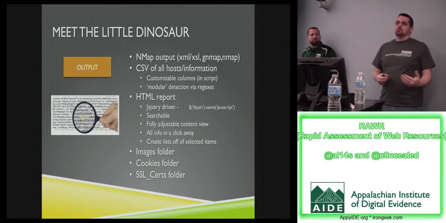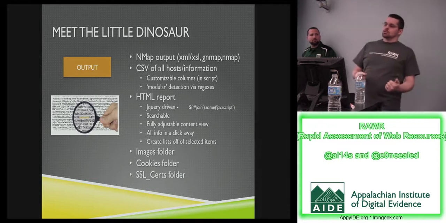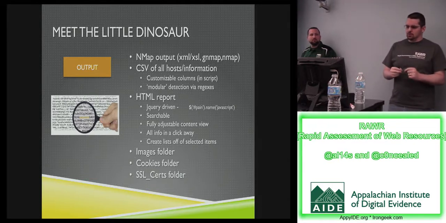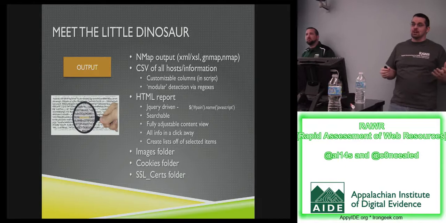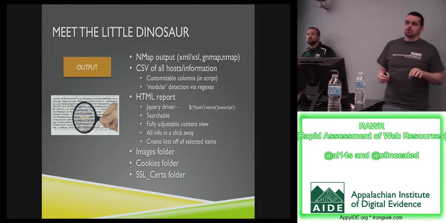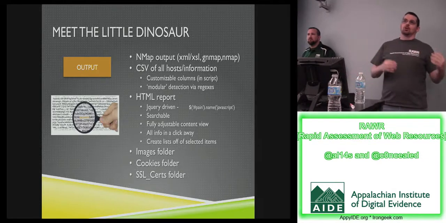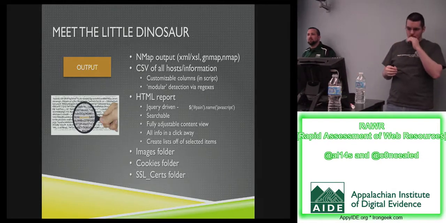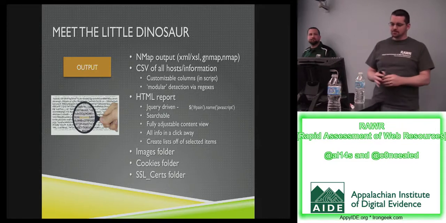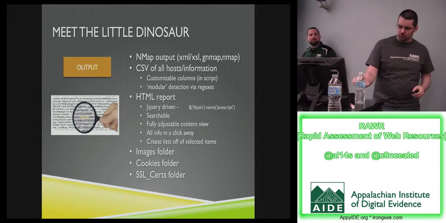All the hosted information, customizable columns, of course. Near the top of the script, you'll see something called FList, and it's just all the fields that are going to be in that CSV. So with what I was talking about earlier about how you can pull different things out of the HTML, it's easy to create a new column.